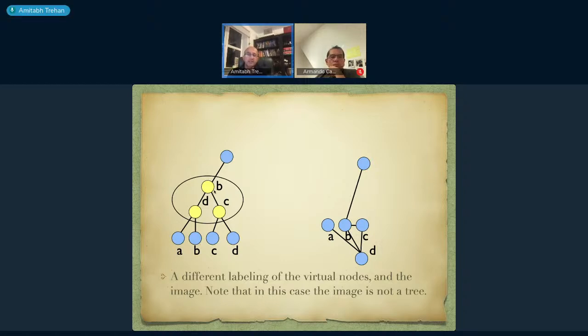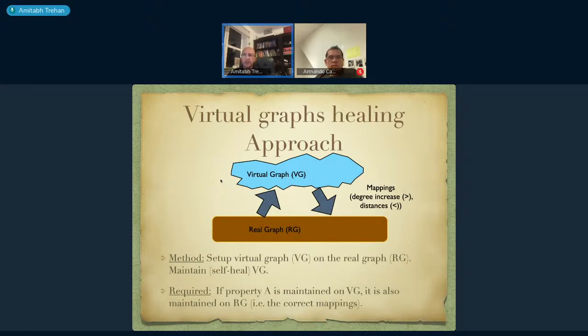Plus, if you see, distances collapse, right? So distances are actually higher in the Forgiving Tree and lower in the real graph because they're collapsing. So whatever distance you guarantee in the Forgiving Tree, it's going to be upper bounded in the Forgiving Tree compared to the real graph. So now this is where our virtual graph healing approach guarantees us the results. If your property A is maintained on the virtual graph, it is also maintained on the real graph as soon as you set up the right mapping. Like I said, the degree increase is greater in the virtual graph, and distances are also greater. I'm not sure what the arrows I put here are implying, but that's what they are, right? Okay, any questions?